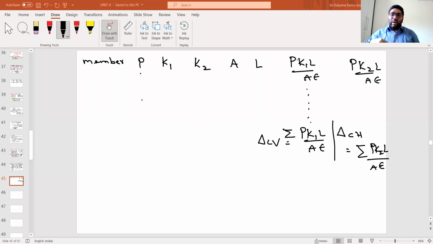And our responsibility is to make it safe by analyzing and choosing appropriate dimensions. Okay, so this is how we need to analyze a truss for the calculation of deflection using the unit load method. In the next class we will see how to solve a problem using the unit load method for the analysis of a truss. So thank you all and see you in the next class.